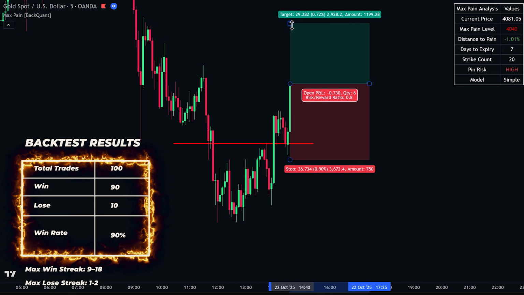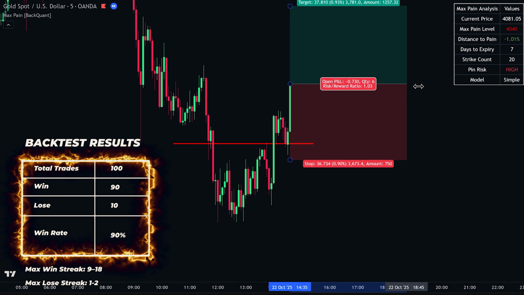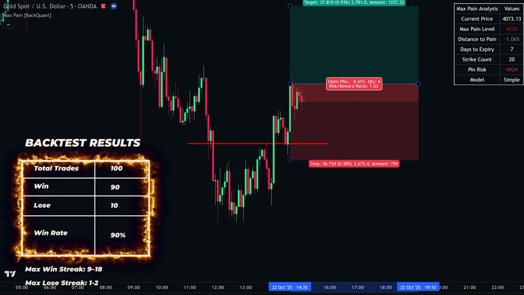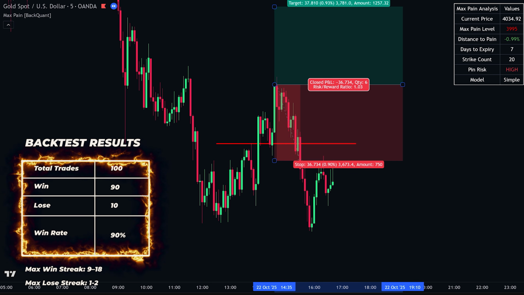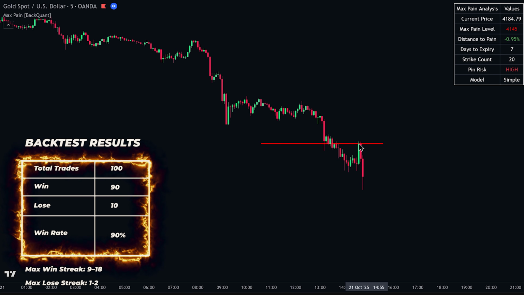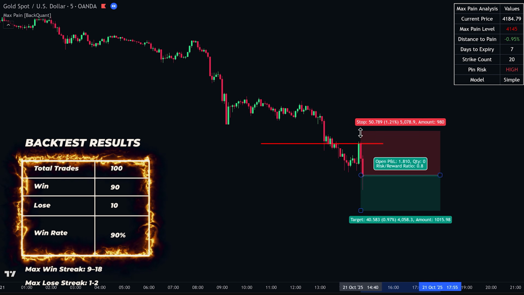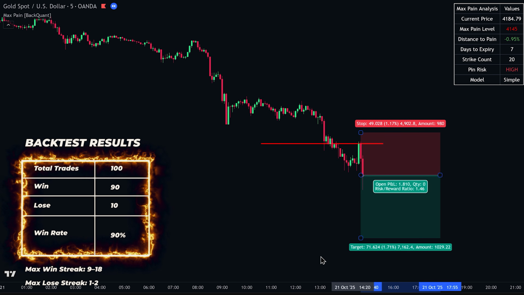And that's how you can trade using the Options Max Pain Calculator by BackQuant. From identifying key max pain levels, spotting rejections and retests, to understanding how market makers' pressure zones can influence price movement, this tool gives you a simple yet powerful way to see where price might be pulled as options expiry approaches.